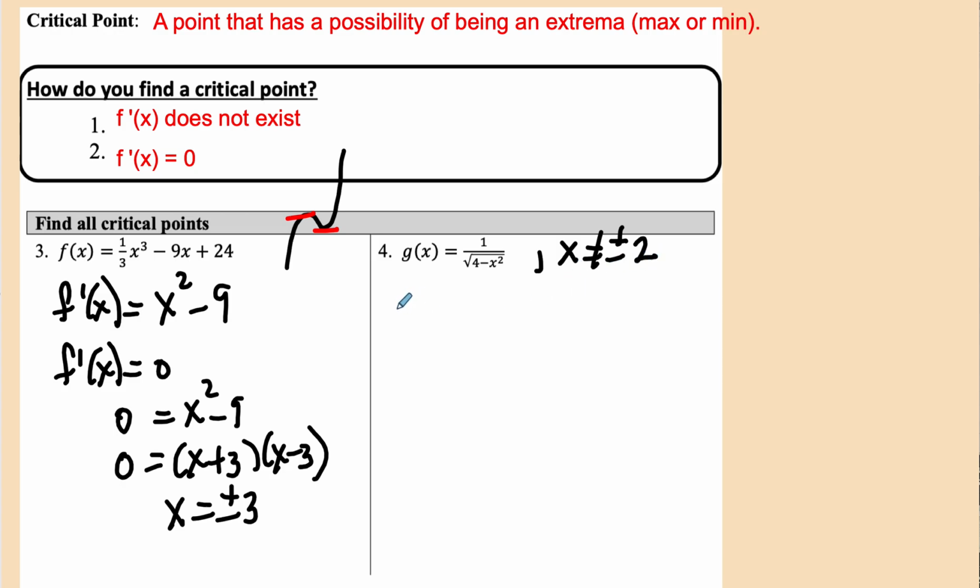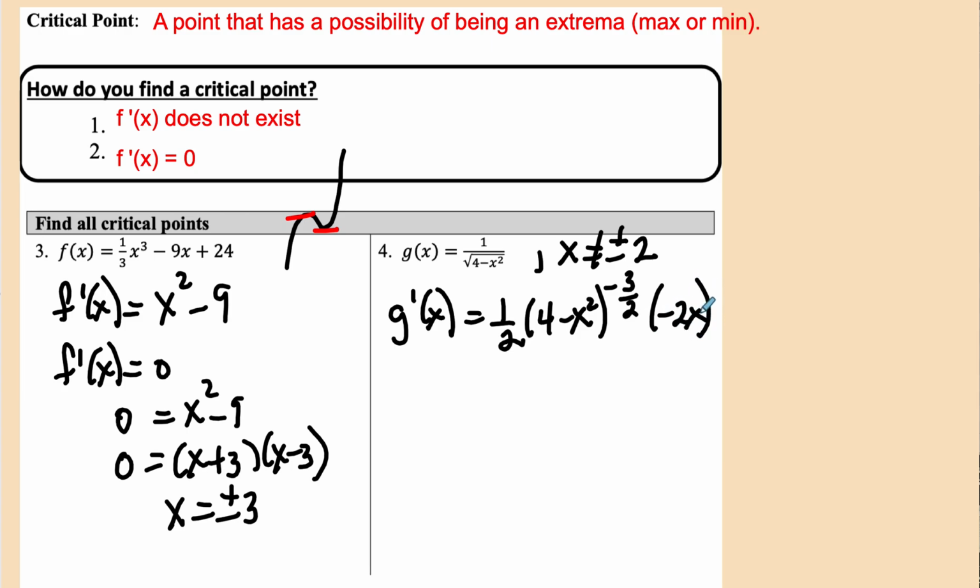So let's go ahead and figure out the derivative. We're going to remember that this is 4 minus x squared to the 1/2 power. So I'm going to use the power rule. And then this will be 4 minus x squared, and I'm going to subtract 1, negative 3/2. And don't forget the chain rule, which is negative 2x. Okay, this should have been 4 minus x squared to the negative 1/2. I forgot to put the negative here when I did the power rule.